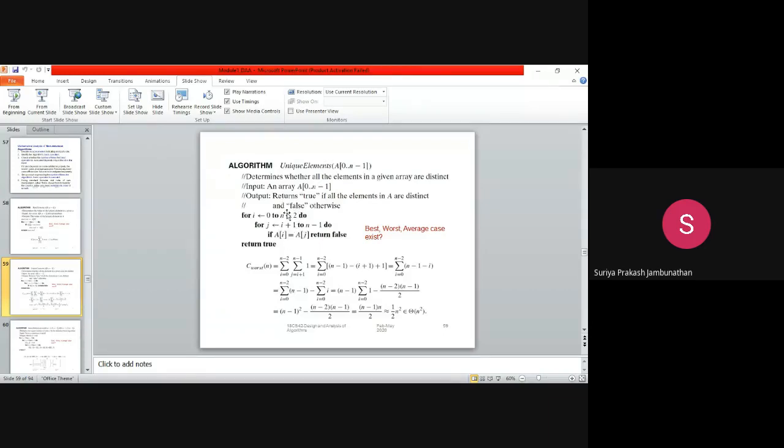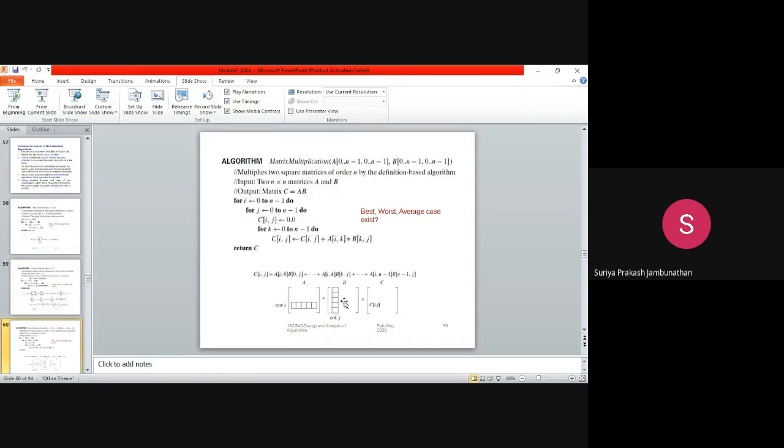I will rectify the error and I will give the correct algorithm for the study material. Let's move to the third one, matrix multiplication.